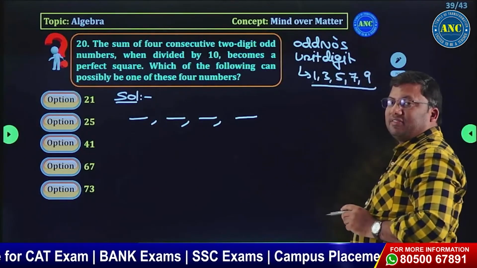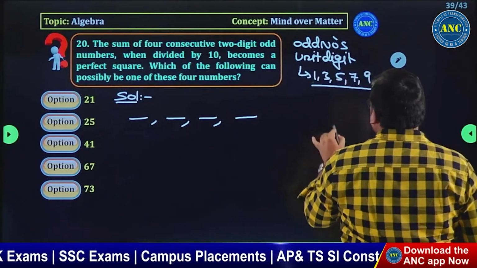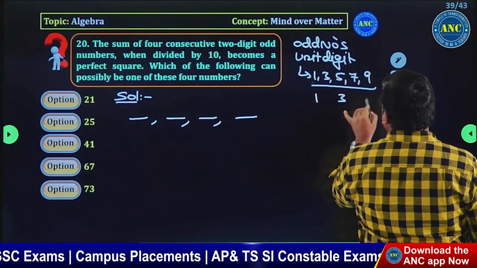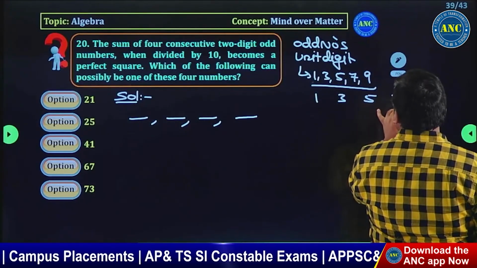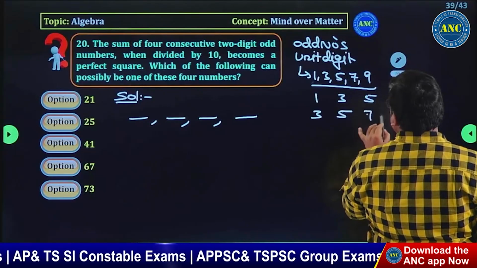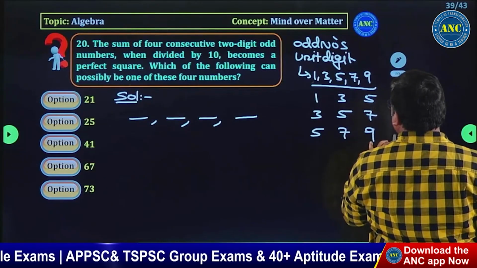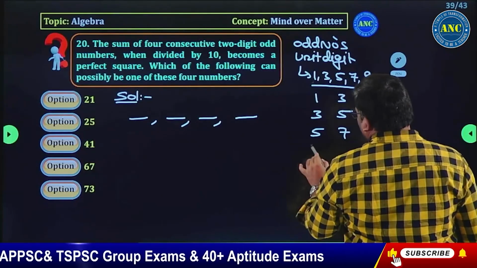1, 3, 5, 7, 9. For consecutive 2-digit odd numbers, consecutive means it can end with 1, it can end with 3, it can end with 5, it can end with 7. It can end with 13, 15, 17, 19. 15, 17, 19, 21. Are you all with me?